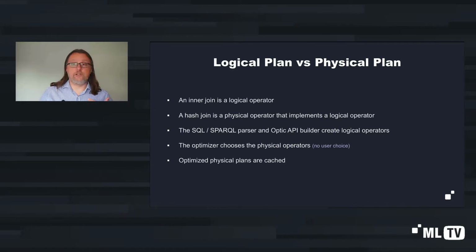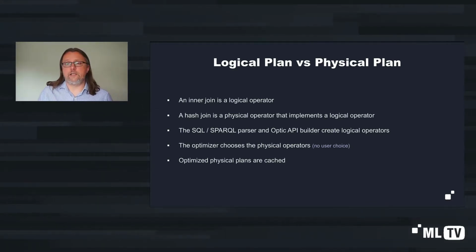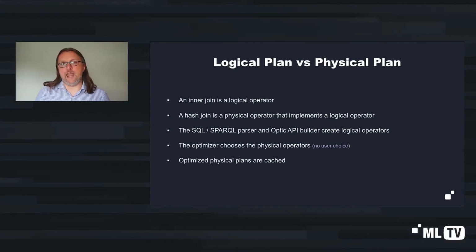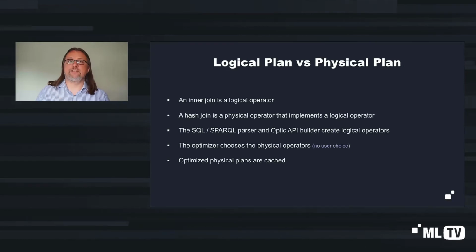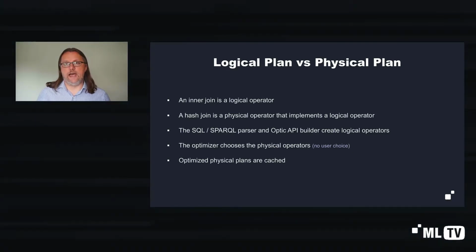So to reiterate on this, an example of a logical operator is an inner join. We know what an inner join is, but there are many ways to execute that join. A hash join is a physical operator, and that physical operator implements the logical operator inner join. So a hash join tells us how to execute that operator.